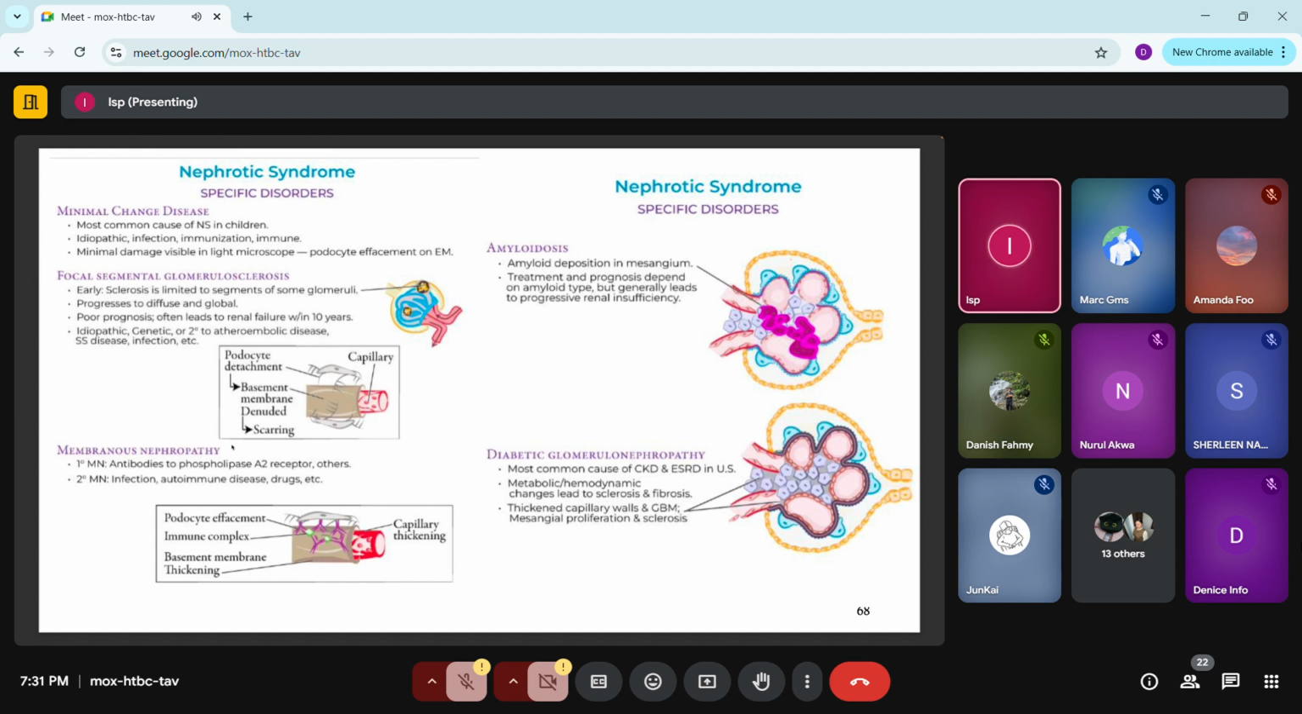Membranous nephropathy can be primary or secondary. Primary can be due to any autoimmune disease, like SLE. Secondary will be due to infection, autoimmune disease. Then you need to remember the most important one will be your diabetes. Okay? You can forget the others, it's okay. The most important cause of nephrotic syndrome will be diabetes. Okay? Because it can lead to progression, can lead to end-stage renal failure, and because of metabolic changes, it leads to sclerosis and fibrosis of the glomerulus.